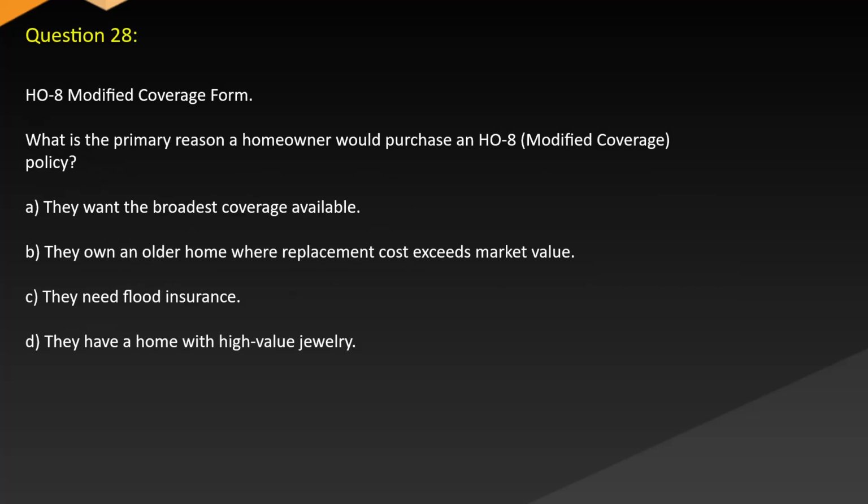Question 28. HO-8 modified coverage form. What is the primary reason a homeowner would purchase an HO-8 modified coverage policy? A. They want the broadest coverage available. B. They own an older home where replacement cost exceeds market value. C. They need flood insurance. D. They have a home with high-value jewelry.